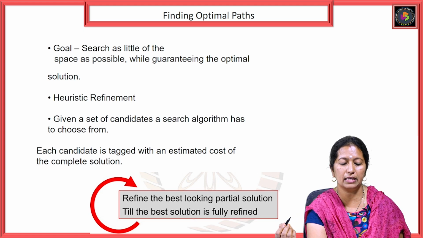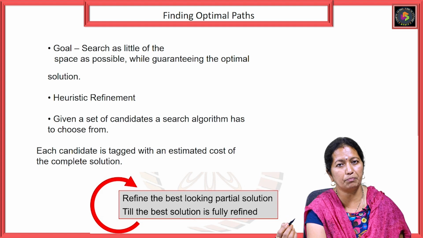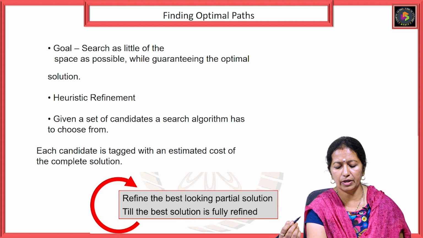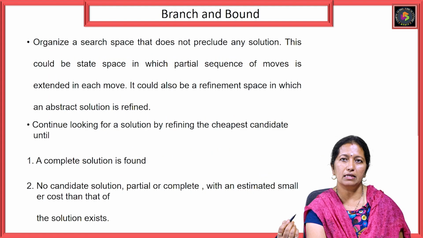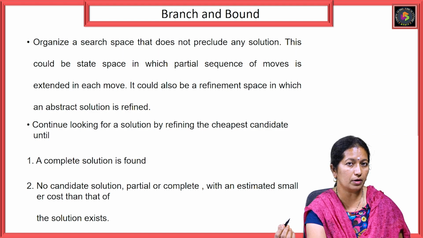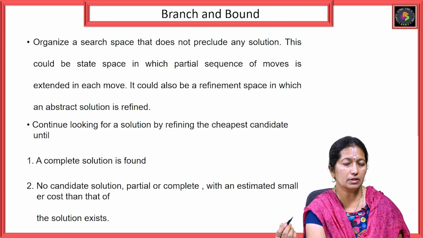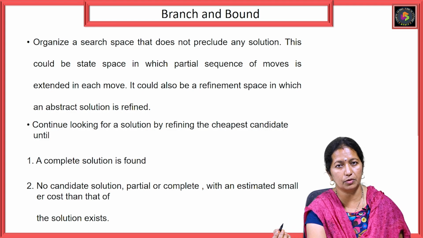How will I be refining? There will be a set of candidates. I'll have a search algorithm. Then it has an estimated cost. Obviously, for the estimated cost, the lesser path or the lesser cost will be preferable. Now, when we look for the partial solution, we have to find the best solution. I'll take the example of the branch and bound technique. How will I be branching, then how will I be bounding, and where is the cheapest solution found? Where is the least cost found? That will be my branch and bound technique.